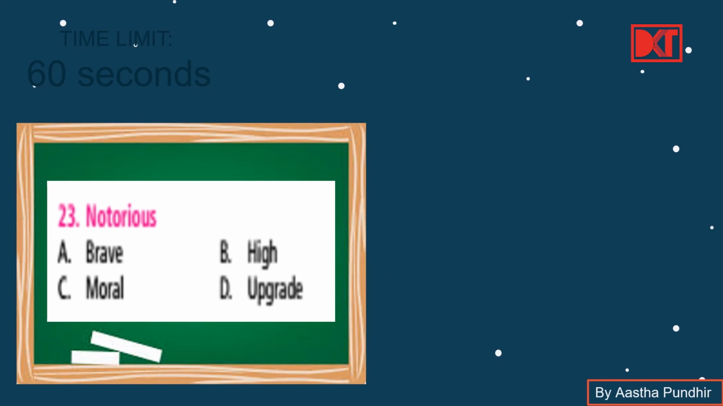Alright, the next word we have is notorious. Here the options are brave, high, moral and upgrade. So here the correct answer is moral. Moral, you know, of values and showing values and ethics, whereas notorious is someone who doesn't show morals and ethics.